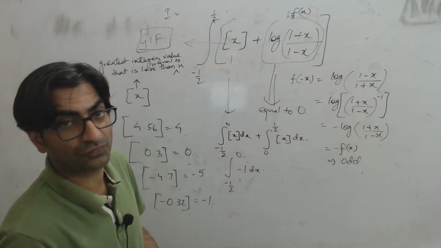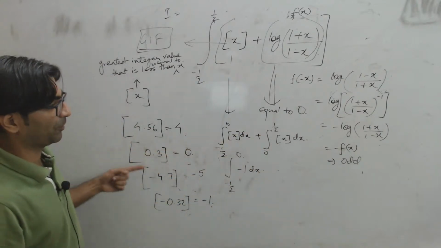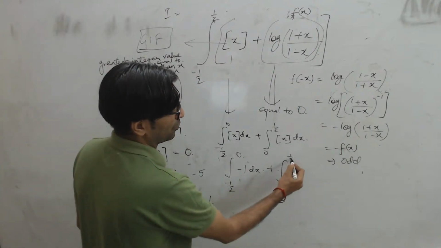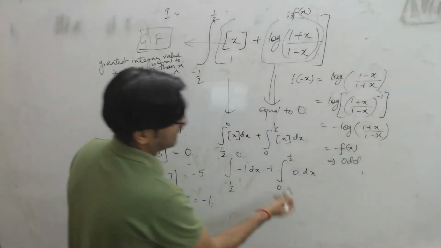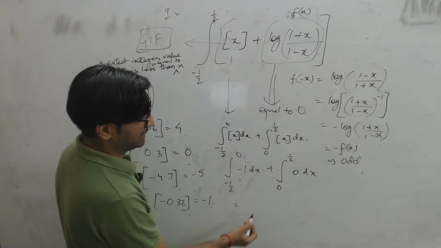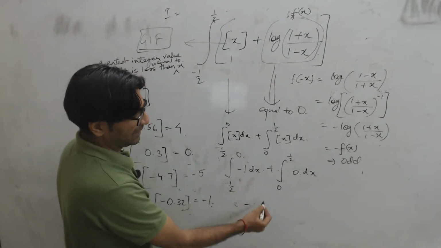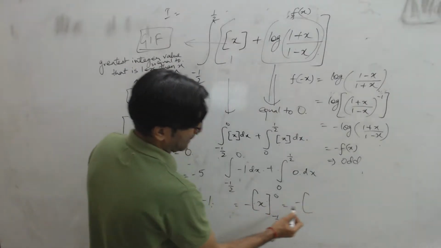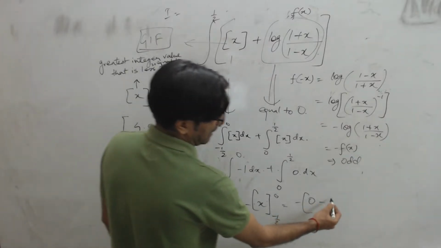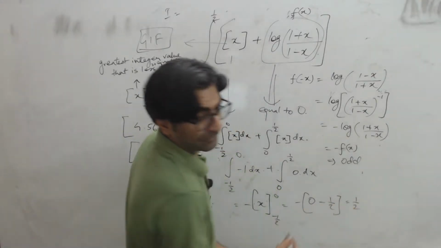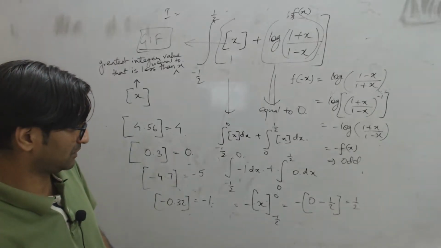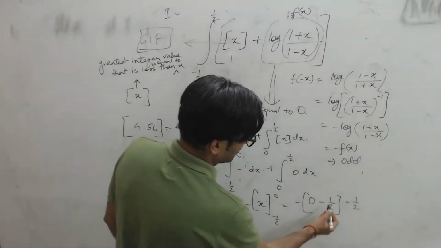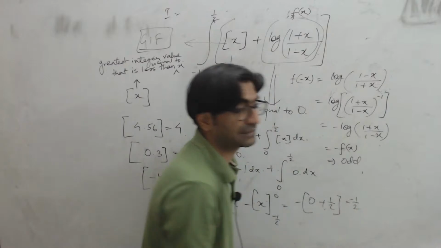And for positive values from 0 to half, you can see at 0.3 it is 0, at 0.2 it will be 0, at 0.5 it will be 0, which means at all of these values from 0 to 1 by 2, GIF of x will be 0, which means the integral itself vanishes, right? So I'm left with this. So negative of integral of dx will be x, and you'll substitute minus 1 by 2 to 0. First put 0, then put minus 1 by 2, it will be minus half. Sorry, it was minus of minus 1 by 2, right? It will be 0 plus half. So the answer is minus 1 by 2.